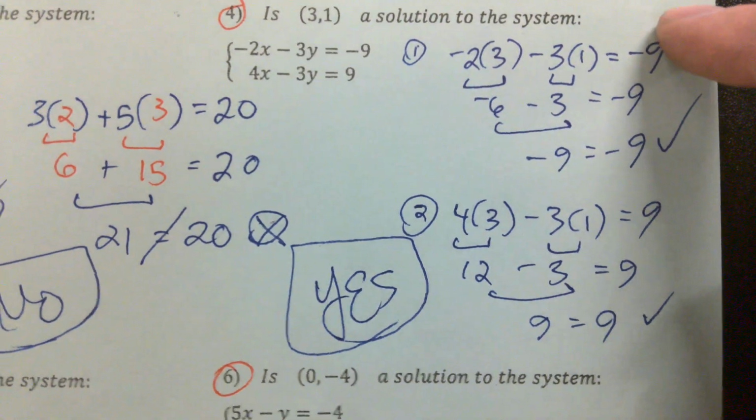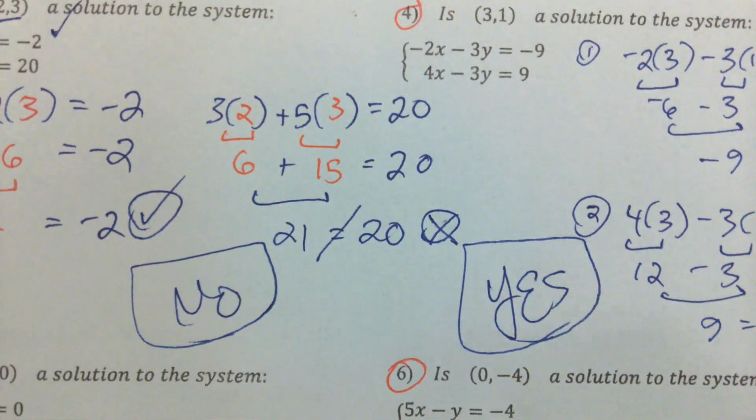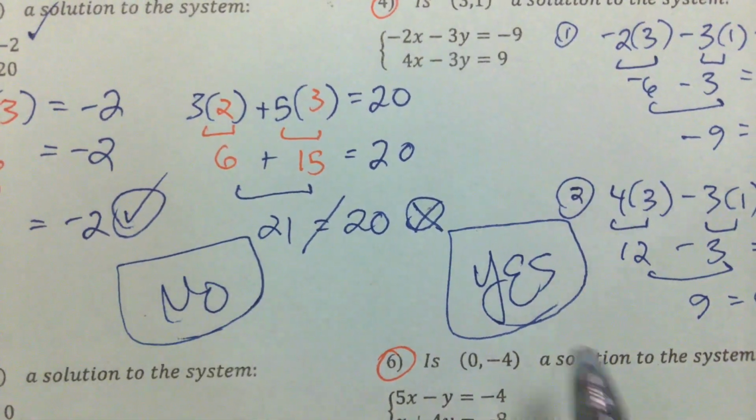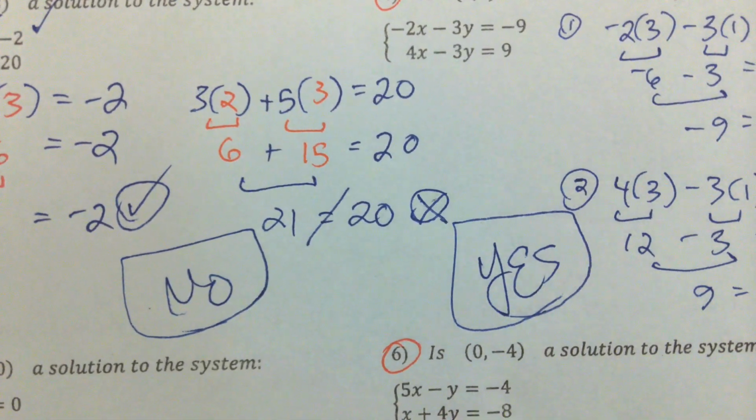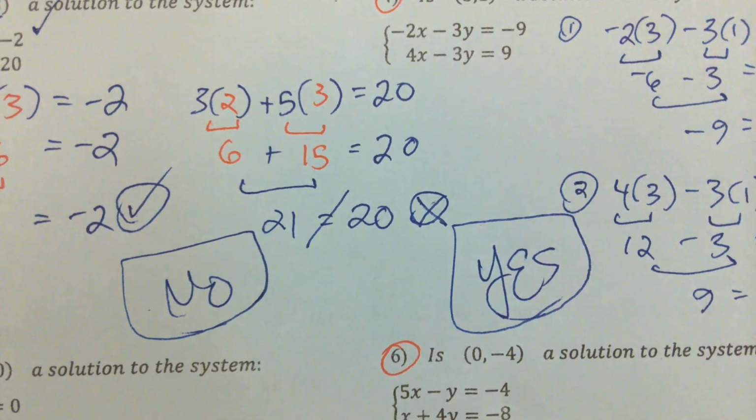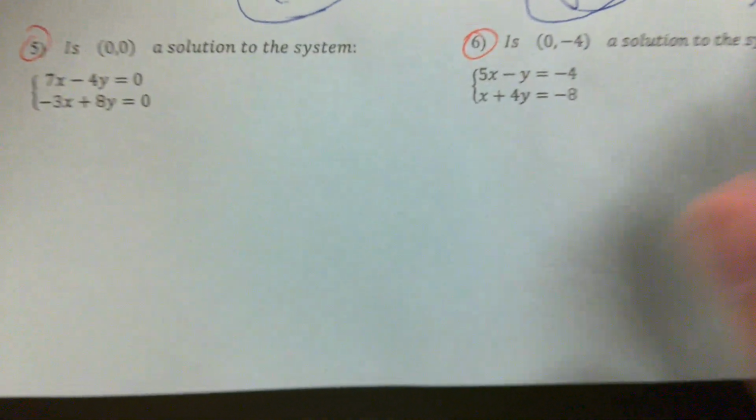Questions on 3 or 4? Give me a thumbs up if you got no for number 3 and yes for number 4. Anyone get both of those right? Yes. Good. All right, down to 5 and 6.